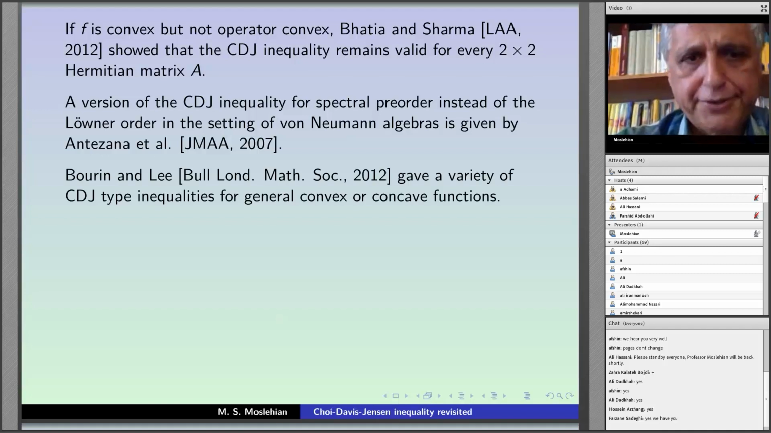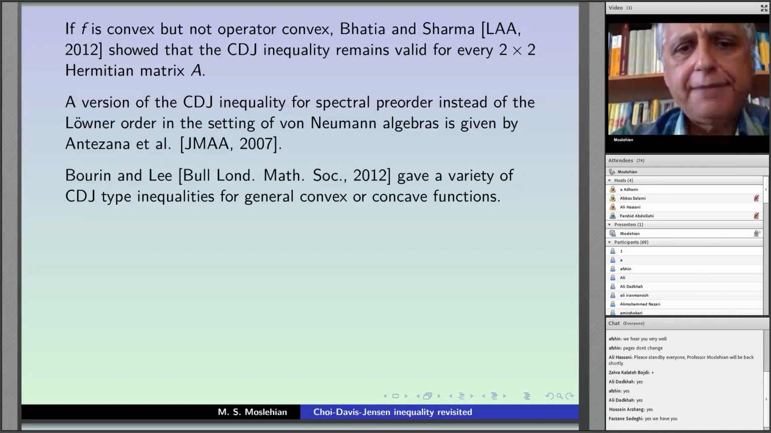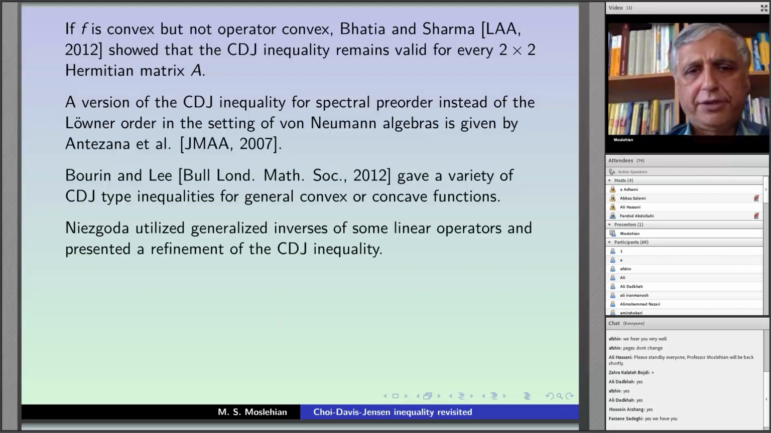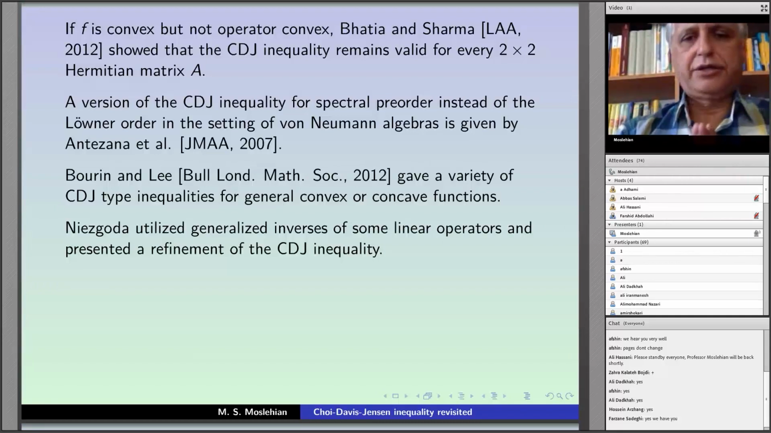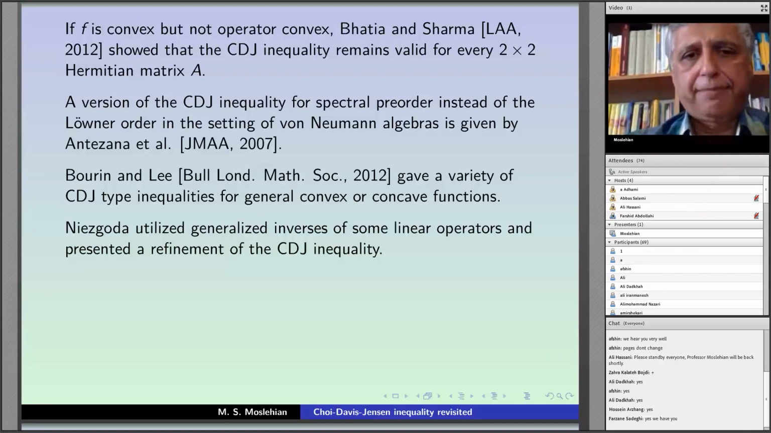Burin and Lee gave a variety of Choi-Davis-Jensen type inequalities for general convex and concave functions. And Niezgoda employed generalized inverses of some linear operators and presented a refinement of the Choi-Davis-Jensen inequality. In fact, Niezgoda also extended our work with Dr. Khosravi.